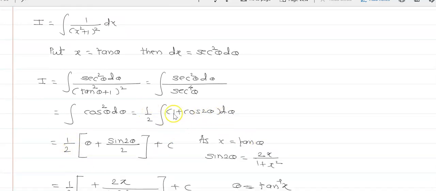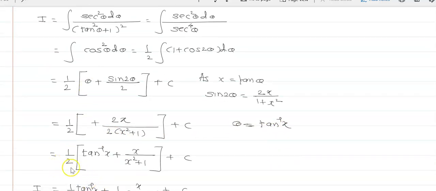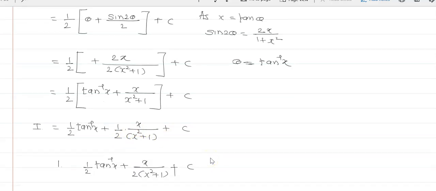That is 1 upon 2. Their integration, integral of 1 with respect to theta is theta, sine of 2 times theta upon 2 plus c. X is equals to tan theta, so sine of 2 theta is equals to 2 tan theta upon 1 plus tan square theta, that is 2x upon 1 plus x square. And hence theta is also tan inverse of x, and therefore 1 upon 2 tan inverse of x plus x upon x square plus 1 plus c. And hence, I is equals to 1 upon 2 tan inverse of x plus 1 upon 2 into x upon x square plus 1 plus c. And hence option 1 is the correct one.